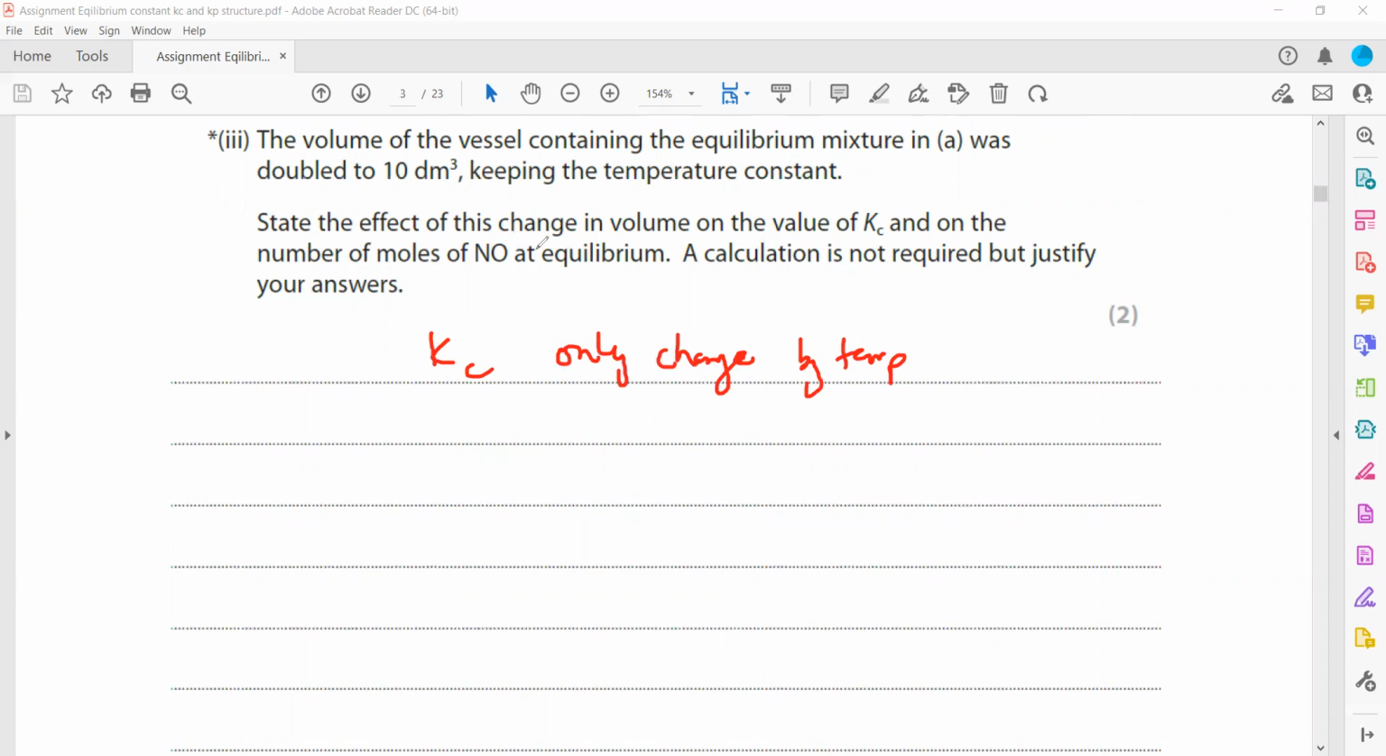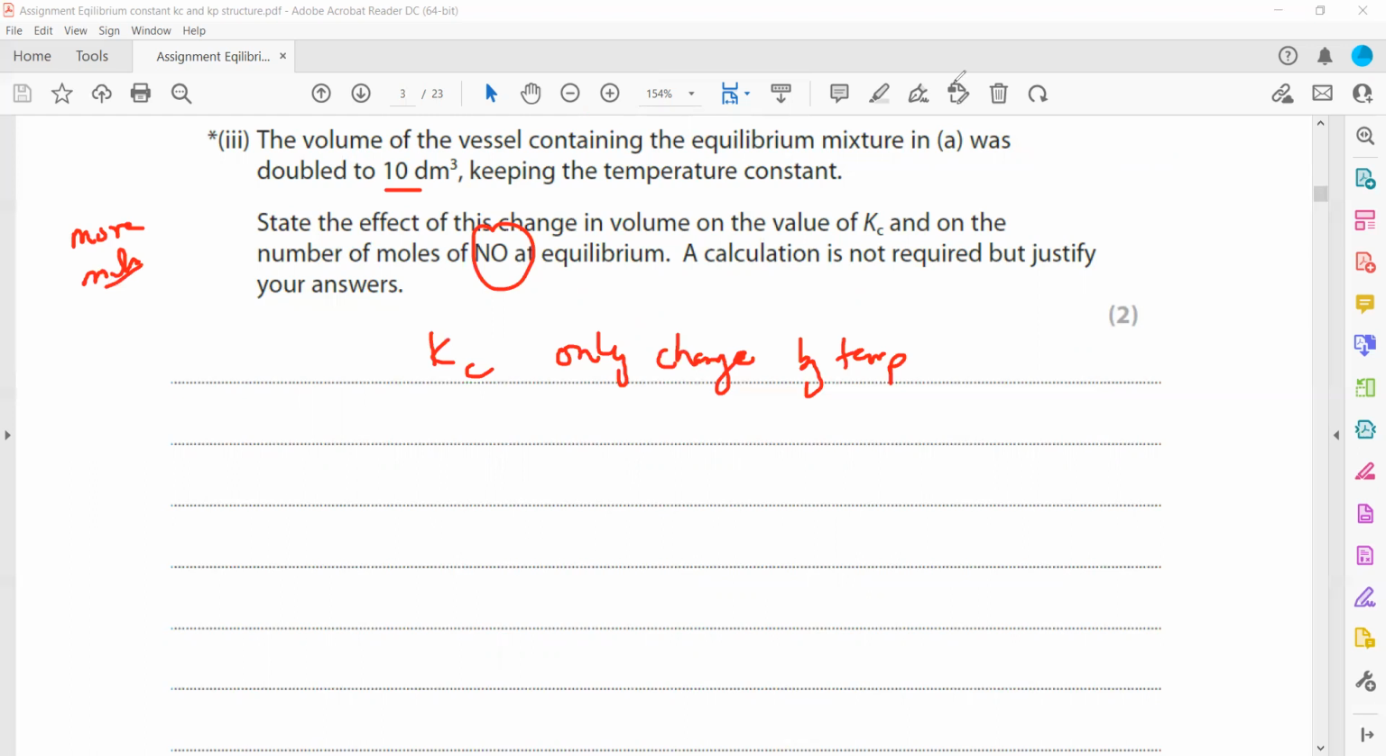And what happened to the concentration of NO, the moles of NO? Because if we increase the volume, it means we reduce the pressure, and if we decrease the pressure, equilibrium will shift towards the side where more moles of gas are there.